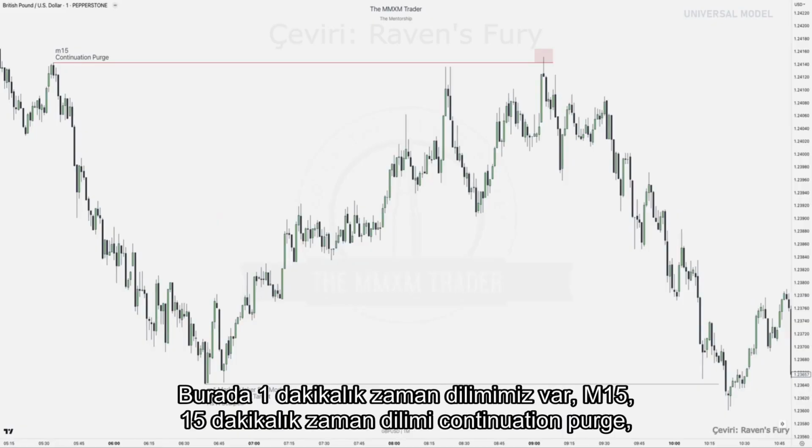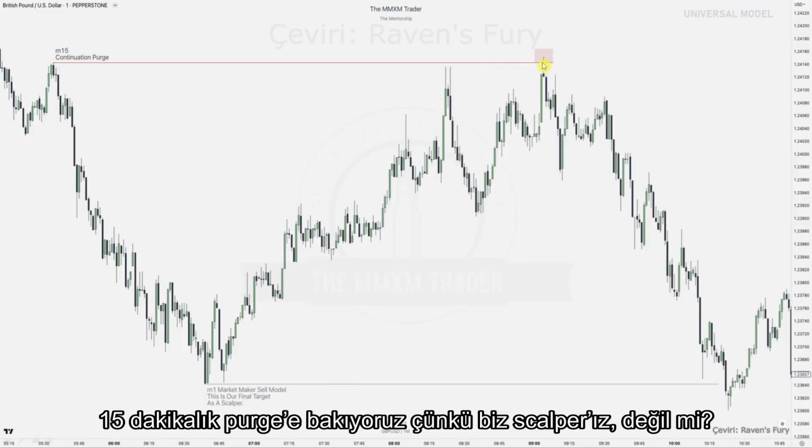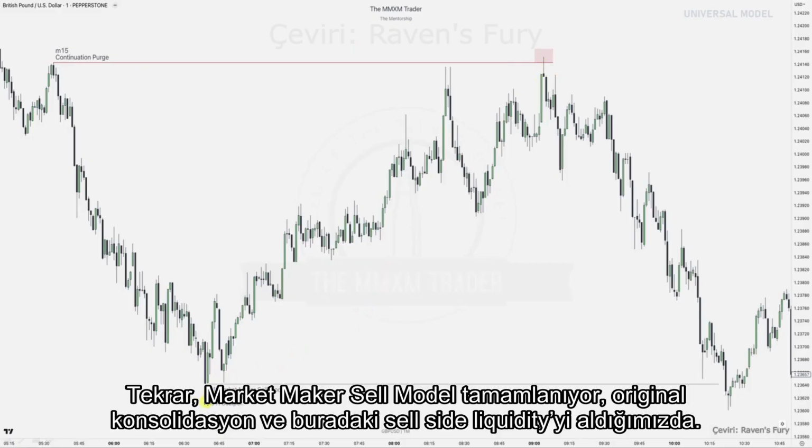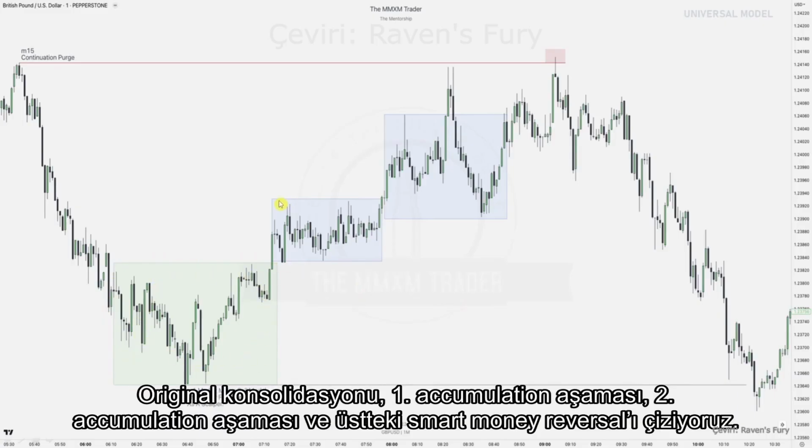So we got that 1-minute time frame over here. M15, 15-minute time frame continuation purge, right? It is all fractal. Instead of a 4-hour purge or a daily purge, now we're looking at that 15-minute purge because we are scalpers, right? Again, market maker sell model is completed once we take out this original consolidation and that sell side liquidity down here. Outline that original consolidation, accumulation phase number 1, accumulation phase number 2, and smart money reversal up here.